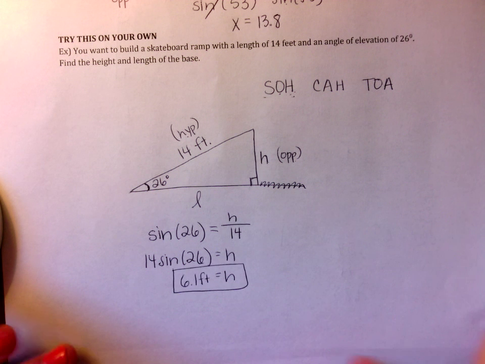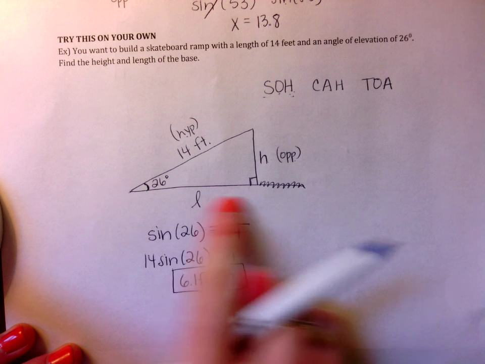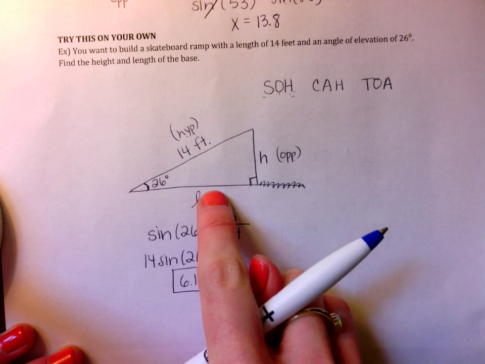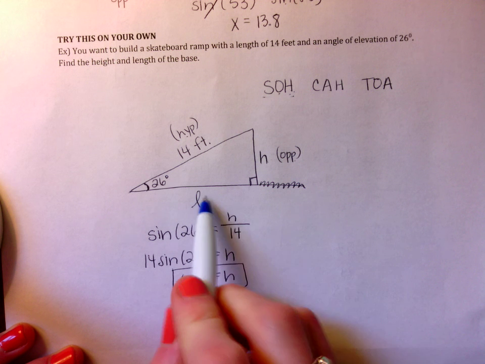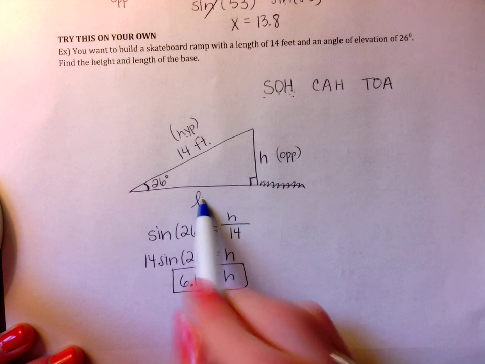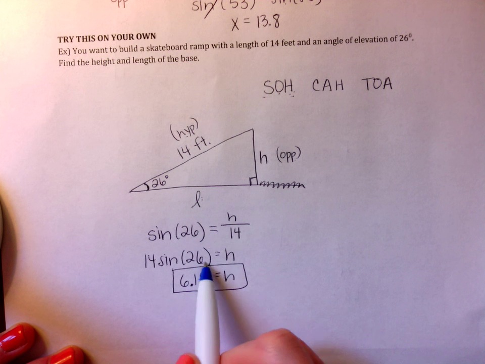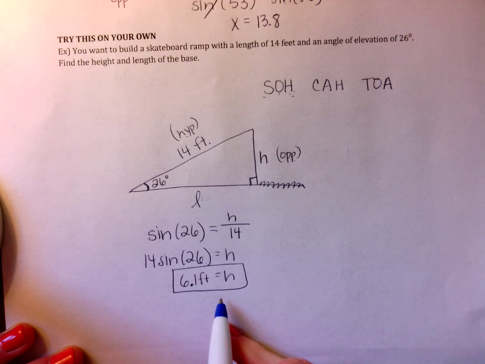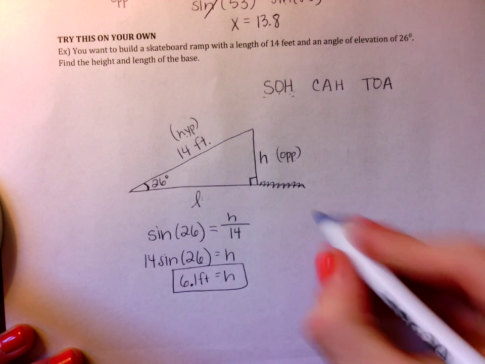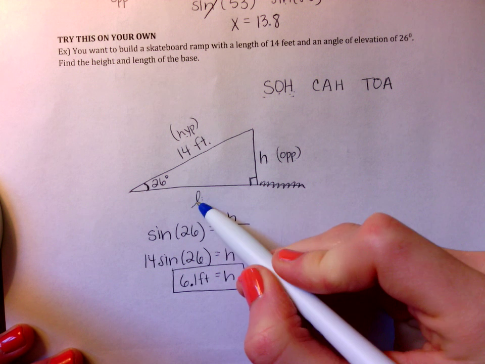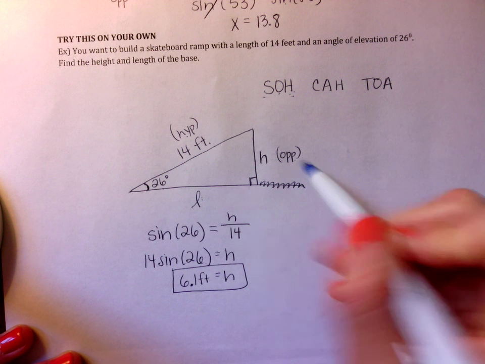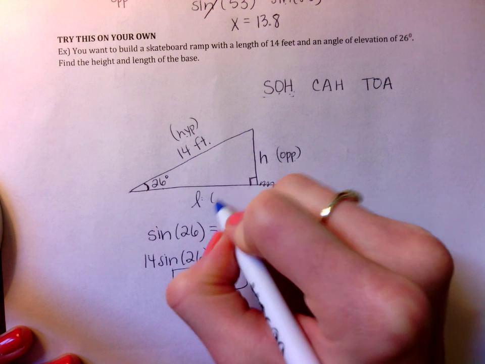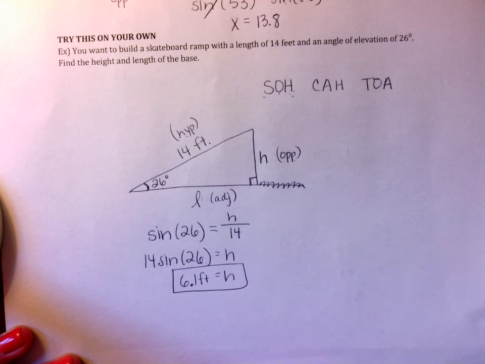Okay, now let's do the length of the base. So we want to be able to find this. Now you could theoretically use the Pythagorean theorem and you would be able to solve for this length. But a lot of times it's easier because trig ratios are just 2 steps and then you plug it straight in your calculator. So it's a lot less work than the Pythagorean theorem. So when we look at L and we have this angle, L is not opposite and it's not hypotenuse, so it must be the adjacent side.